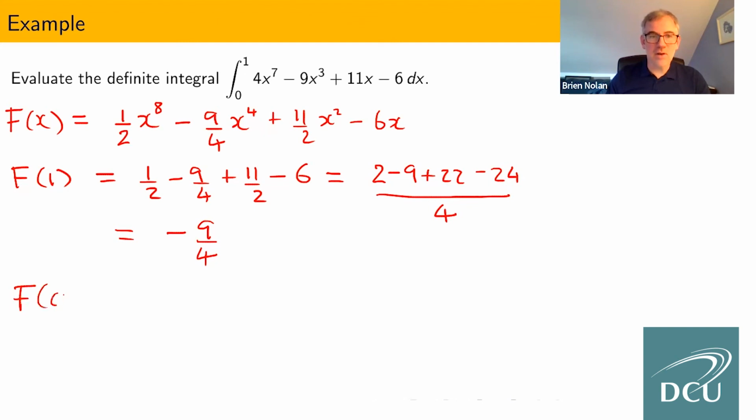F at 0, very conveniently, is just 0 because I have x's all the way through. X equals 0 gives me f of 0 is equal to 0. So there's our answer for that definite integral: the answer is minus 9 over 4.